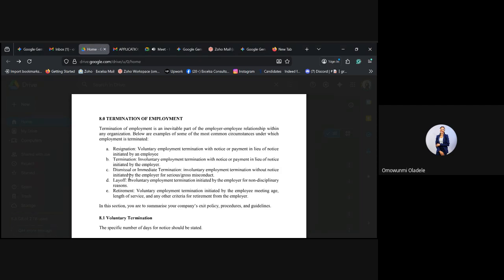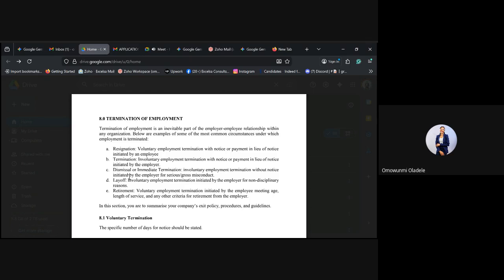What are the different types of termination? What are the various circumstances in which employees are terminated? It might be resignation, termination, dismissal, or immediate termination. It might even be layoff. Layoff can be because of several reasons. It might be because of economic circumstances, low productivity, age, or medical conditions. That's why a lot of things cause layoff.